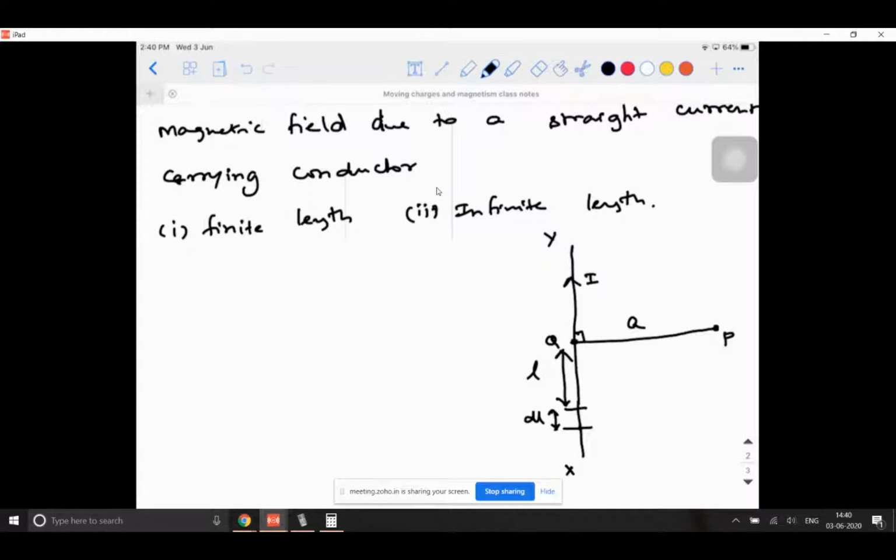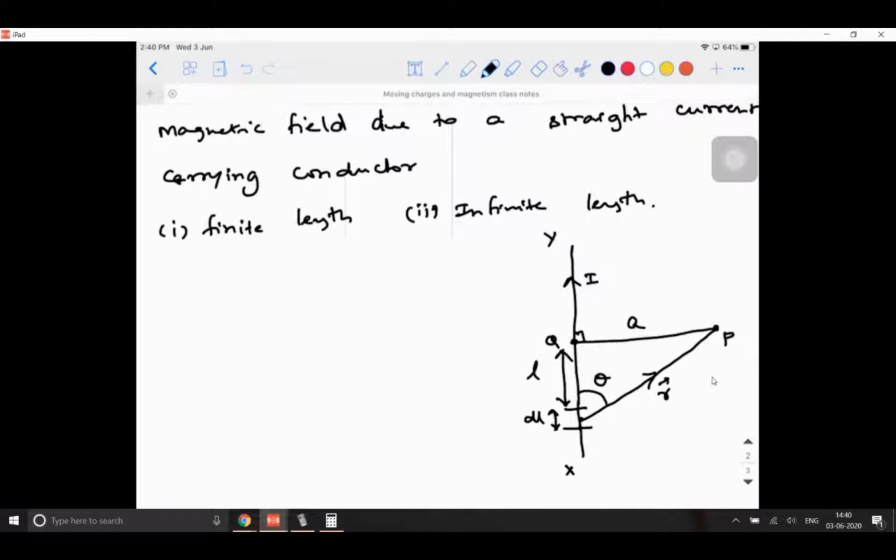So the current is flowing in the upward direction. I mentioned it clearly in the previous class, saying that Biot-Savart law is applicable only for small current carrying elements. So you can always apply that formula only if you have a current carrying element in your hand. So from this current carrying element to the point P, let's say this distance is R. Then this is going to be R vector. Let's say this R vector is making an angle theta here.